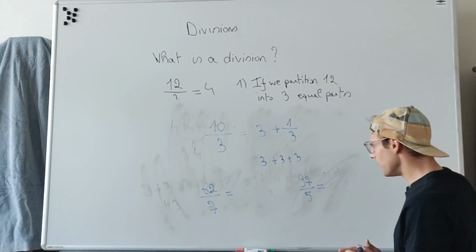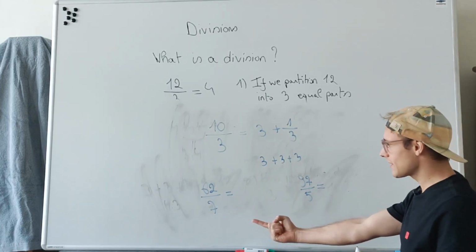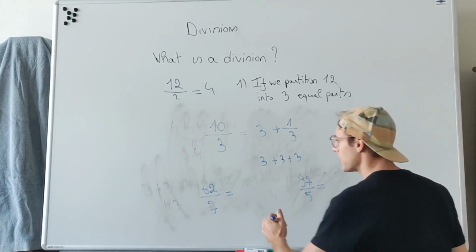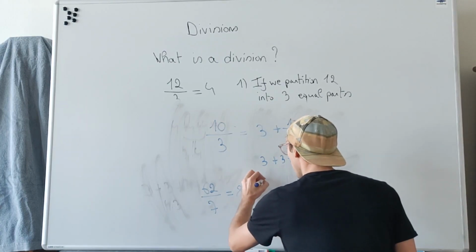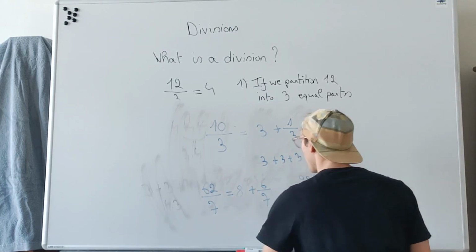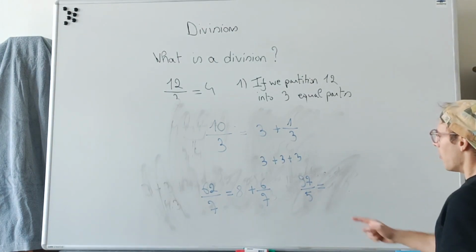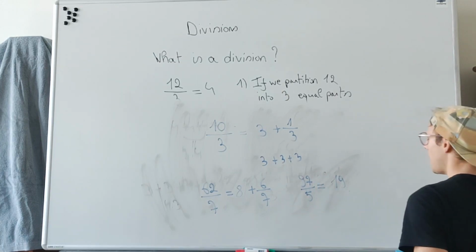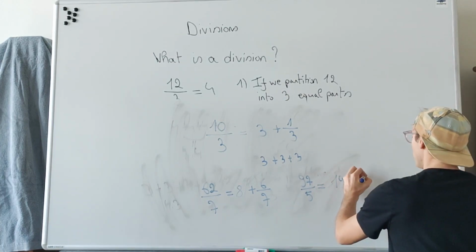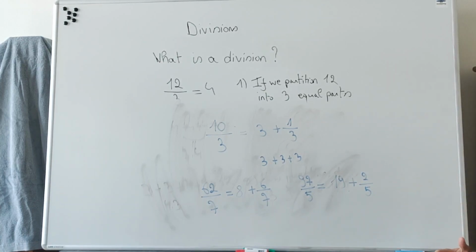Well, the answer here, 7 times 8 is 56, so 7 fits 8 whole times into 62, and if we do that, then we still have 6 left over, so we can write it as 8 plus 6 divided by 7. Well, and 5 fits 19 times into 97, and then we still have 2 remainders.